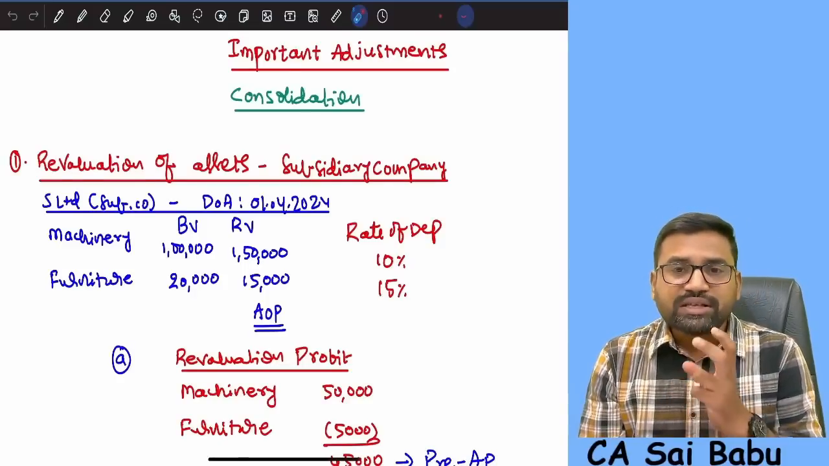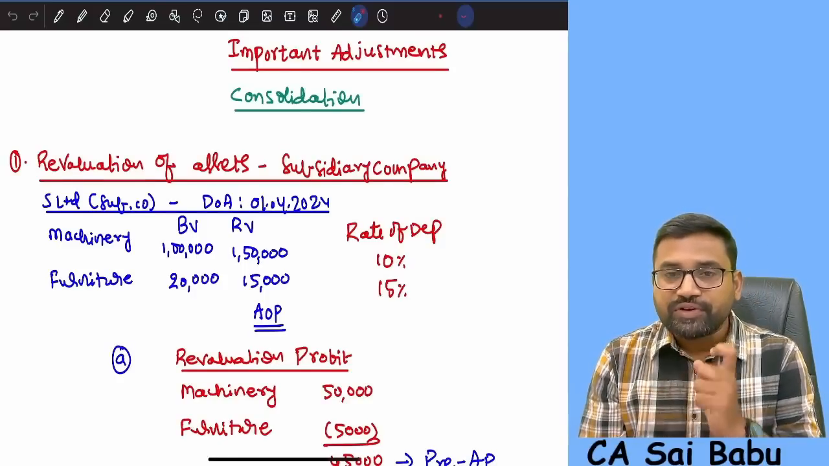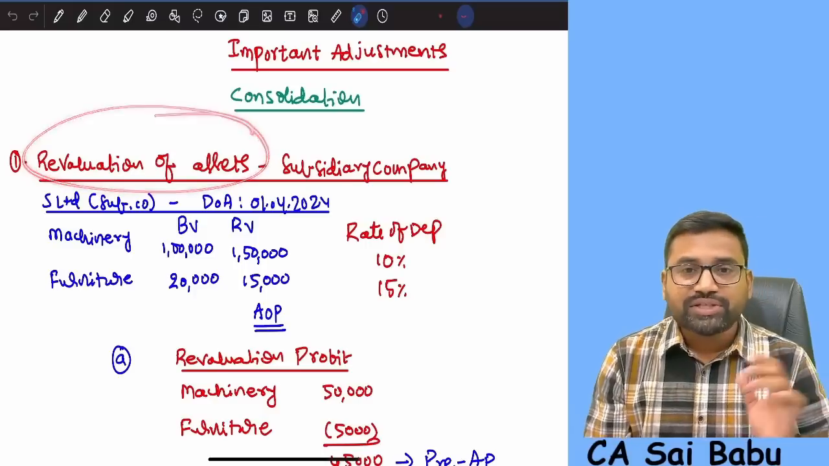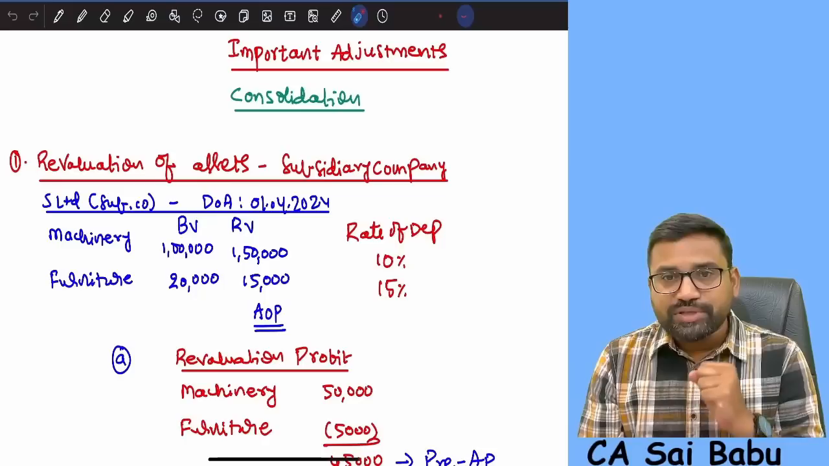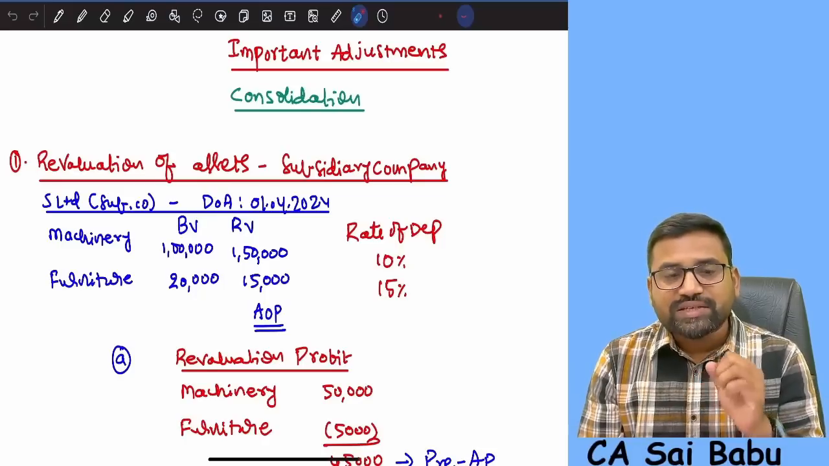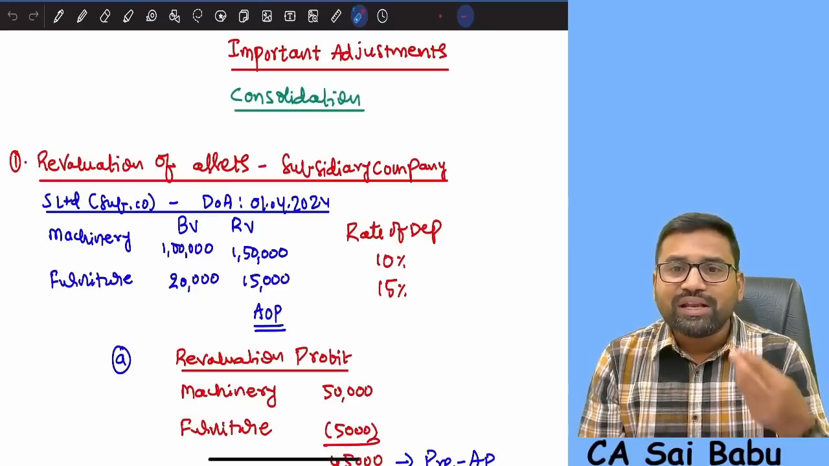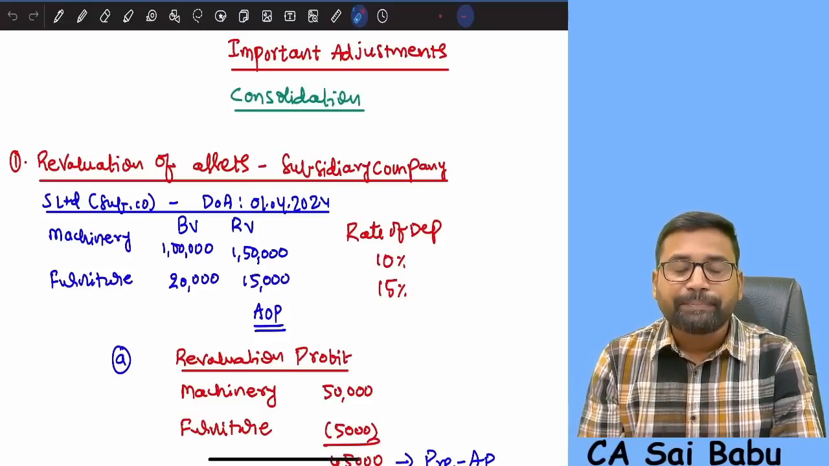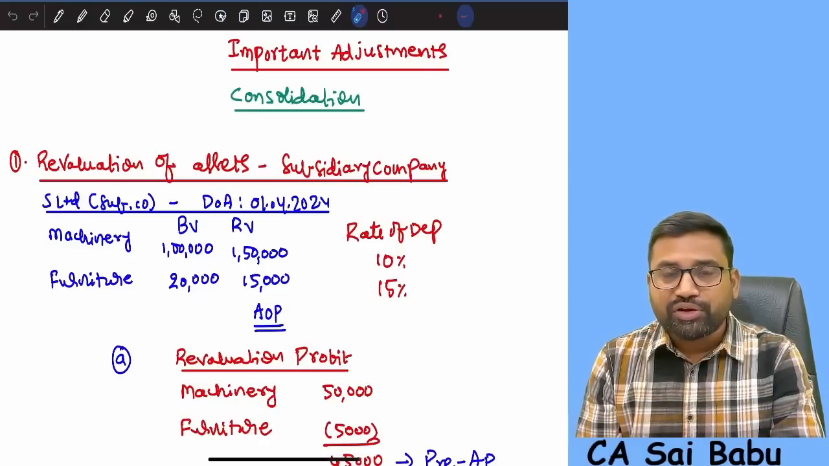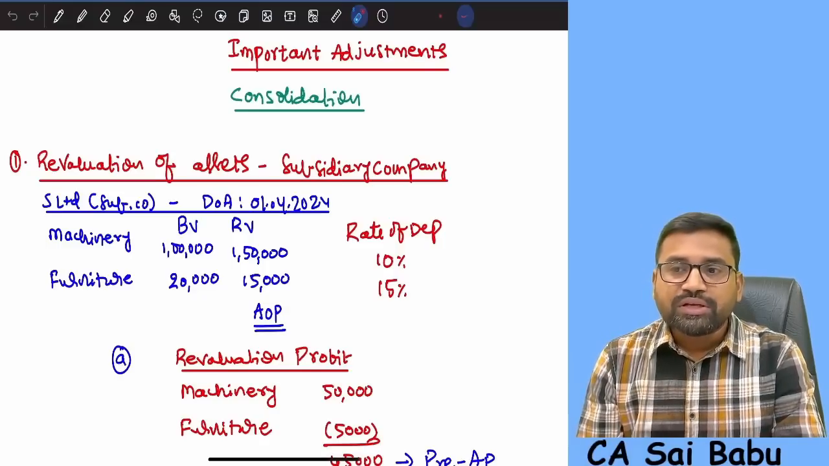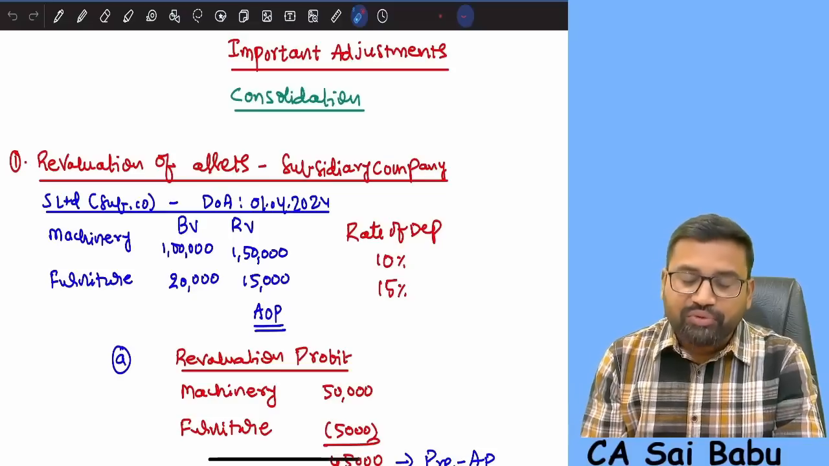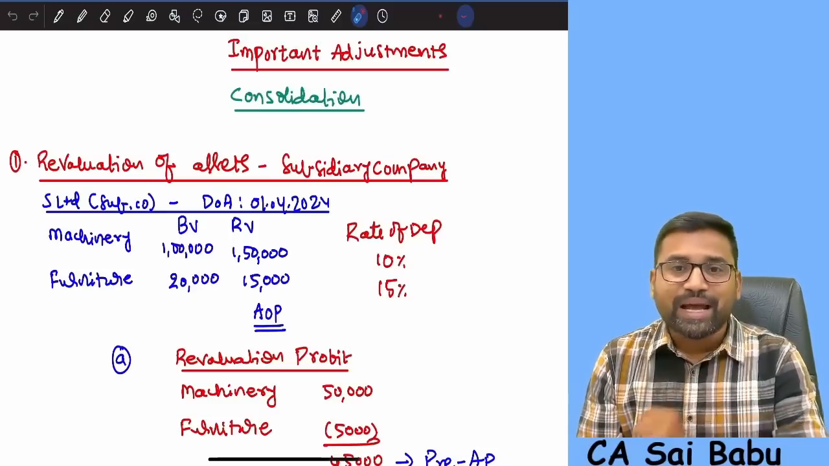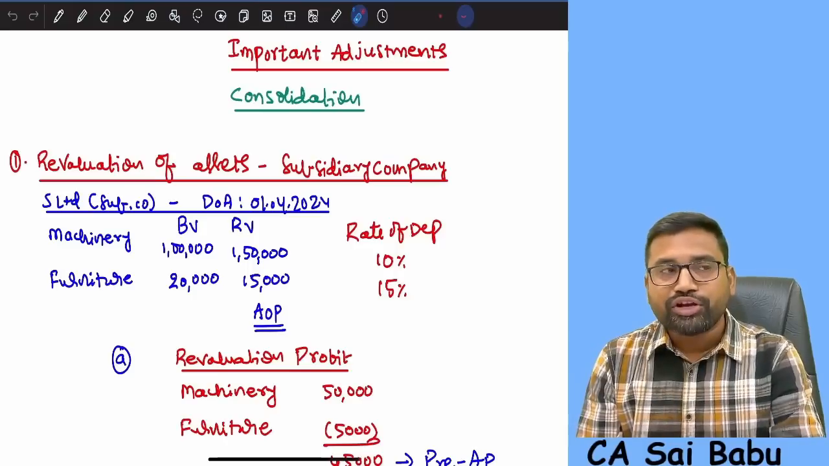When you are analyzing the subsidiary company reserves and surplus, sir, the first thing you need to consider is revaluation of assets in the subsidiary company. When the parent company acquires a subsidiary company, if any of the assets of the subsidiary company are not at their proper value, the parent company will revalue the assets. If any assets are revalued on the date of acquisition, whatever profit or loss arises because of the revaluation, treat it as a pre-acquisition profit and treat it as a capital profit. That is the first thing you need to consider.